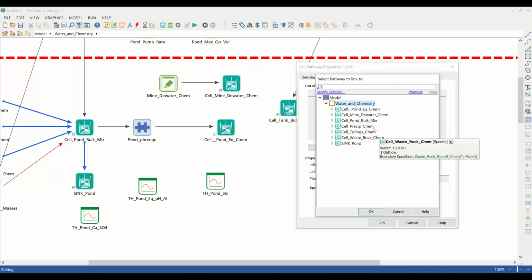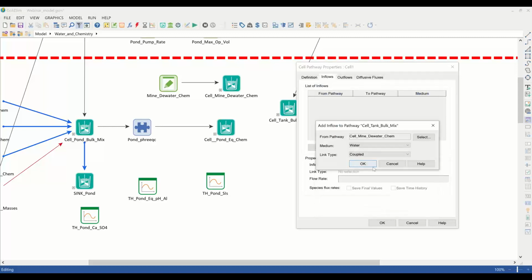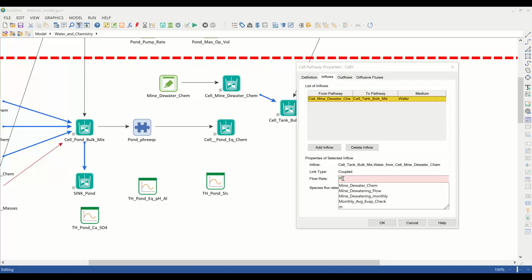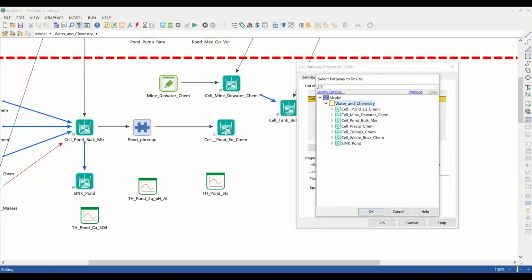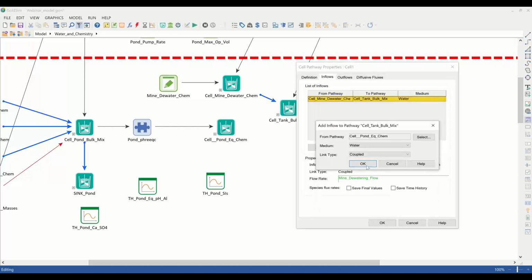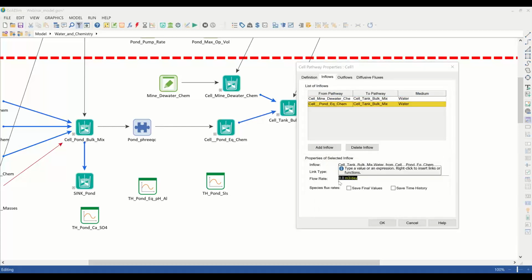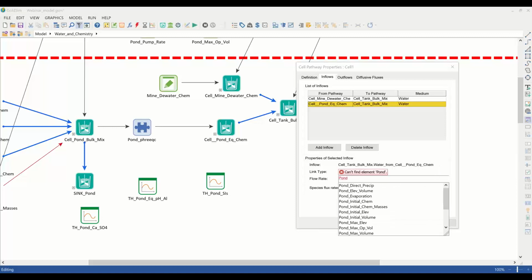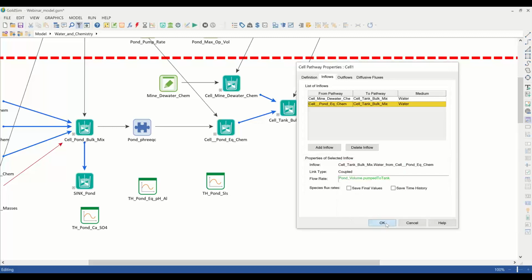We have one that's coming from the cell, from our mine dewatering chemistry. So I'll pick that one first. And its flow rate is equal to the mine dewatering flow. And then we also have a flow coming from our cell, which is called the equilibrated chemistry that's coming out of this cell pathway. And because this chemistry is coming from the pond, it's actually equal to the amount of water which is being pumped from that pond into our tank.